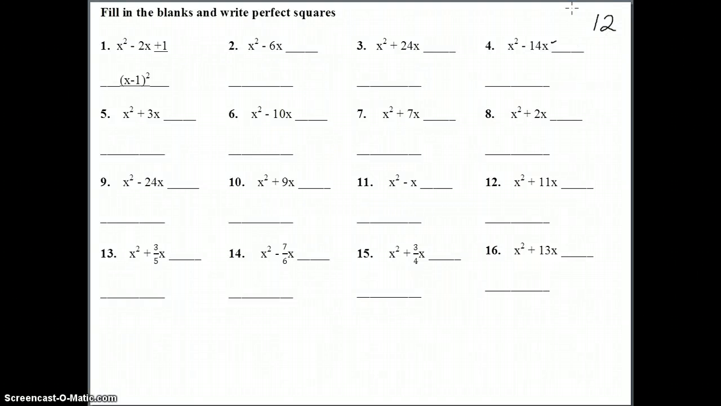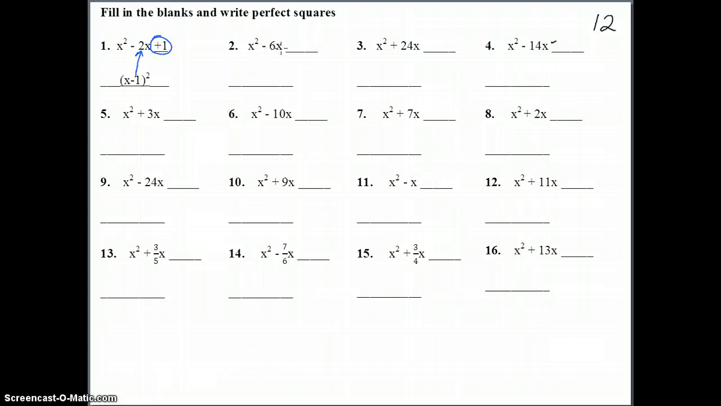Okay, here we are on the bottom of page 12, and we're filling in the blanks and writing the perfect squares. So here's an example of one that's already done where they put this number here to make it a perfect square, x minus 1 altogether squared. You'll notice that this number right here is half of that number. So let's do it here.